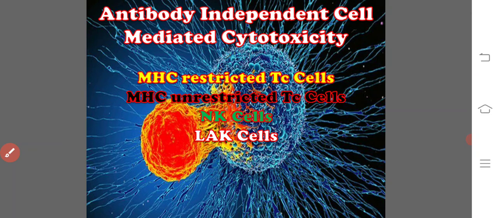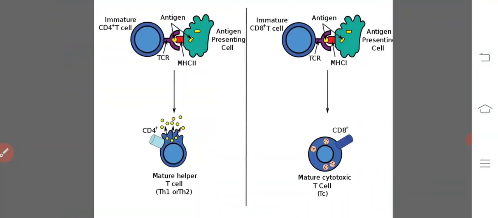Then antibody independent cell mediated cytotoxicity. Here there are different kinds of cells like the MHC restricted TC cells, MHC unrestricted TC cells, natural killer cells, and the lymphokine activated killer cells. LAK means lymphokine activated killer cells. Let us see the MHC restricted TC cells.